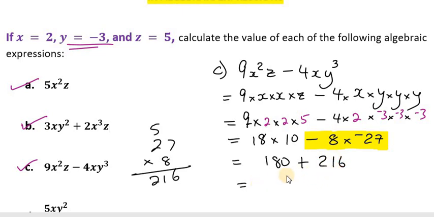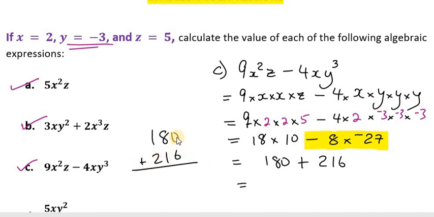And we add that, we're going to get what? All right. Now I could add that in my head, but I want to show you quickly what we'll do. So we're going to put 180, 216. And when we add according to the place values, in the ones column, we have 0 plus 6, that's 6. Tens column, 8 plus 1, that's 9. Hundreds column, we're going to put 1 plus 2, that's 3. Ones, tens, hundreds, and so we have 396 as our final answer.